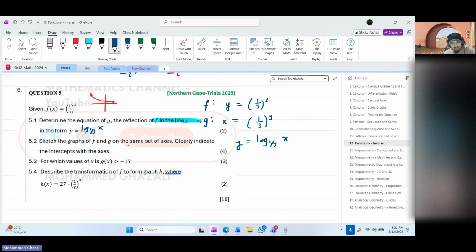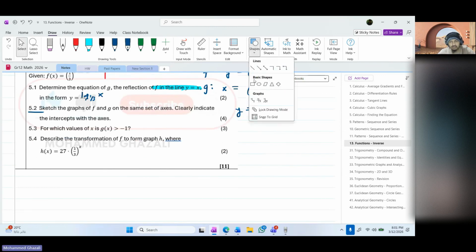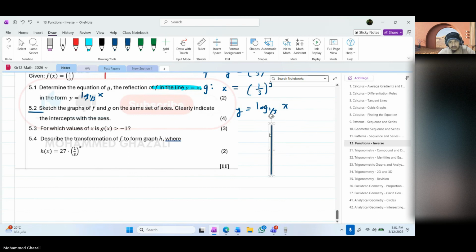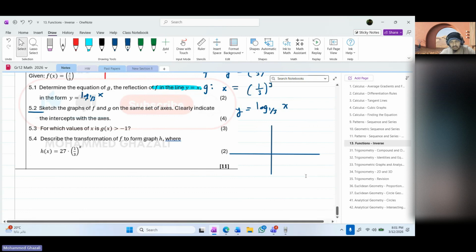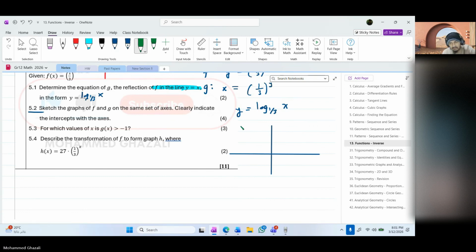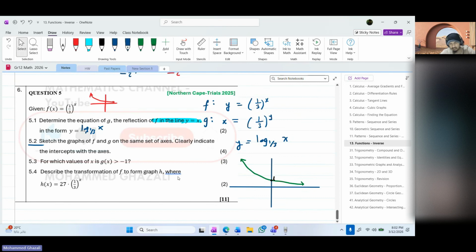Sketch a graph of f and g on the same system of axes. They have sketched f. I'm just going to sketch with important points. 5.2. To sketch the graph, very easy. That's my exponential function. Let's take some points. If I take x value as 0, I get 1. If I take x value as -1, 1/3 to the power -1 is 3.